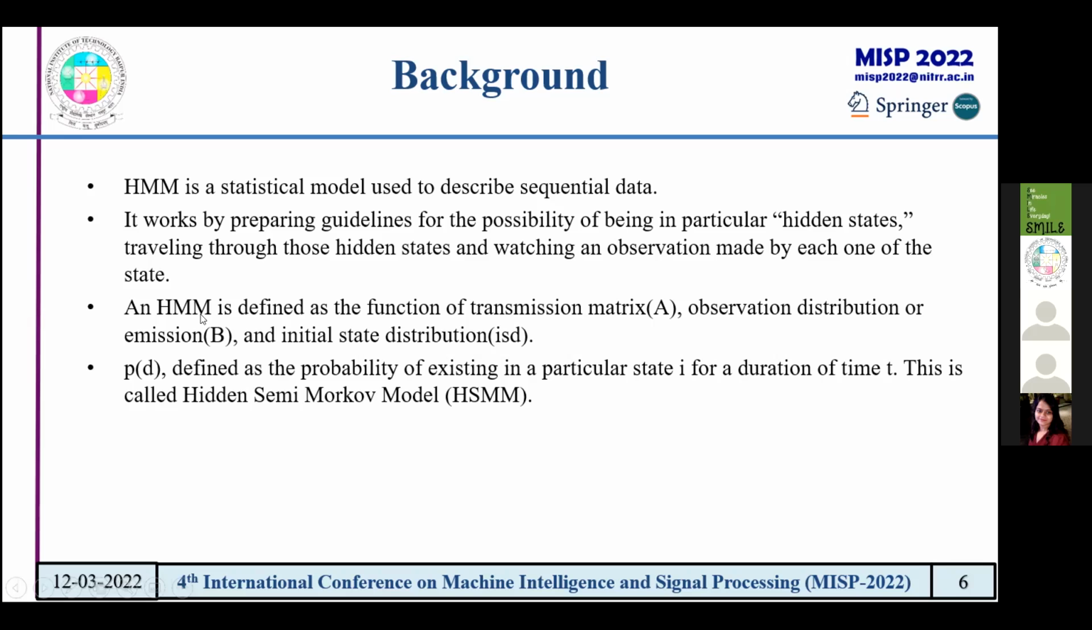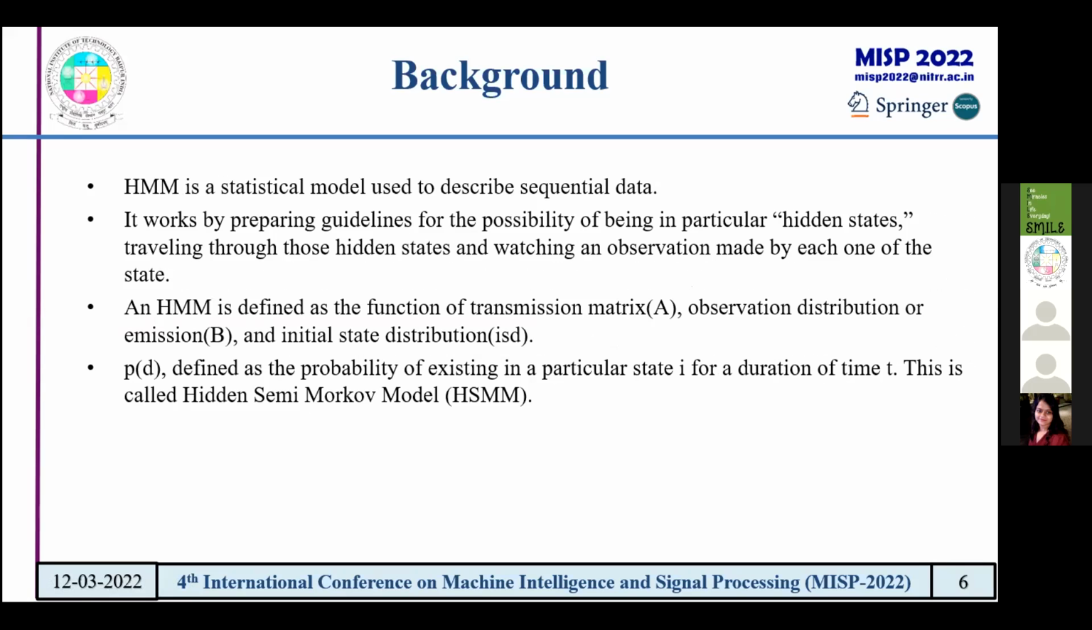This is actually the previous model. One extended version of this model is the hidden semi-Markov model. Here, in addition to these three, an additional parameter is added, that is the probability of existing in a particular state i for a duration of time t. Even the time parameter is incorporated in the HMM. That finally is a hidden semi-Markov model. So this is for segmentation.